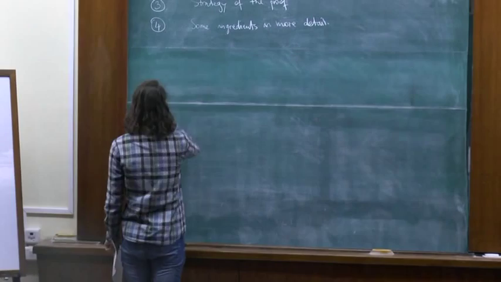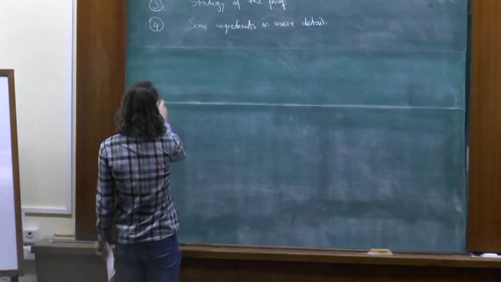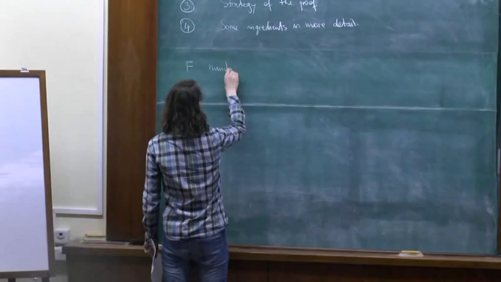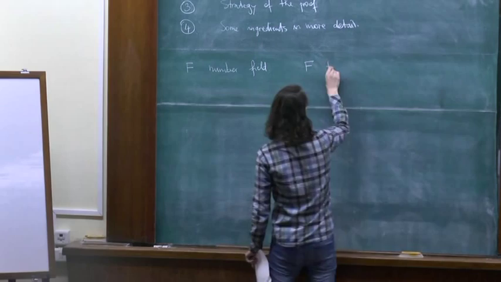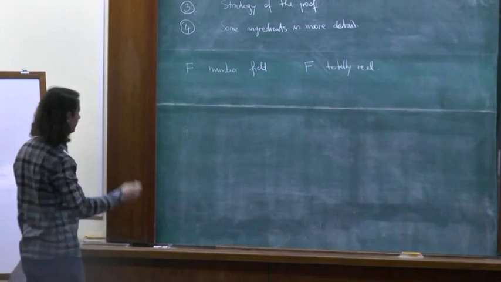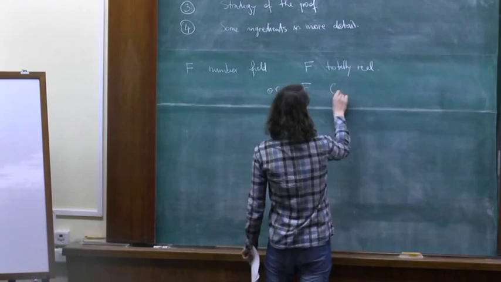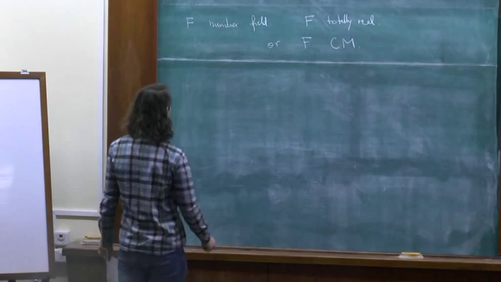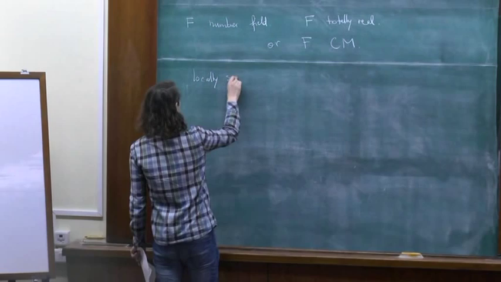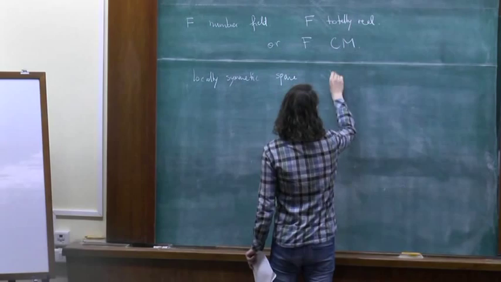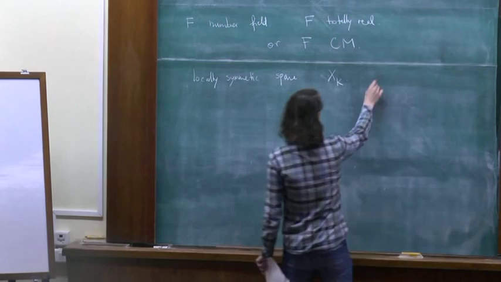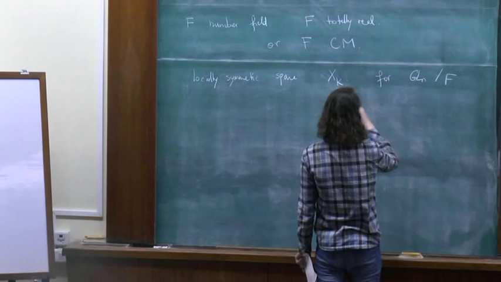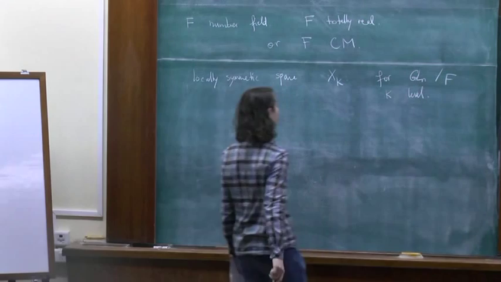So maybe I just begin by stating a rough form of the general theorem I prove. So I have F, a number field, and I assume that either F is totally real, meaning that all embeddings into the complex numbers in fact factor over the real numbers, or F is CM, meaning that it's a totally complex quadratic extension of a totally real field. And then there is some locally symmetric space X_K for GL_n over this field F, any n, where K is some level, and I'm implicitly working here in the adic setup.